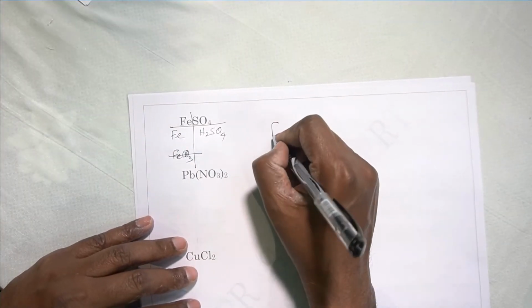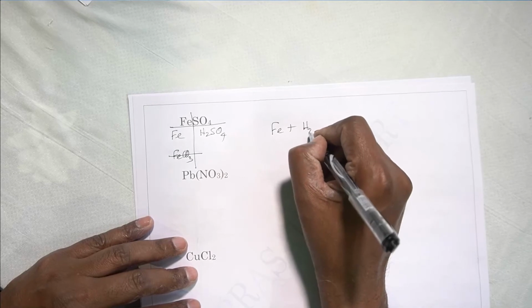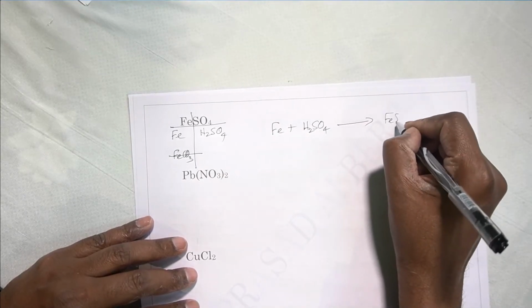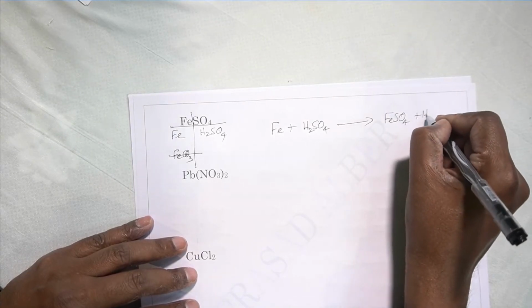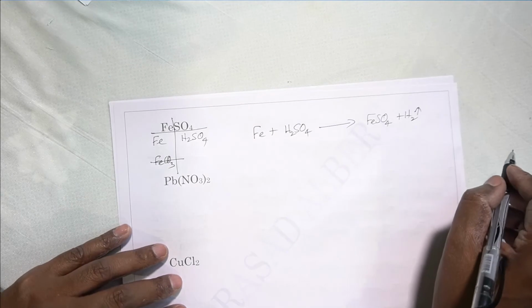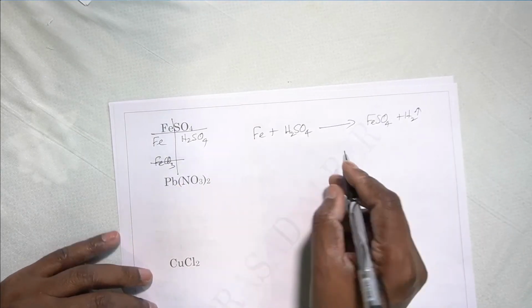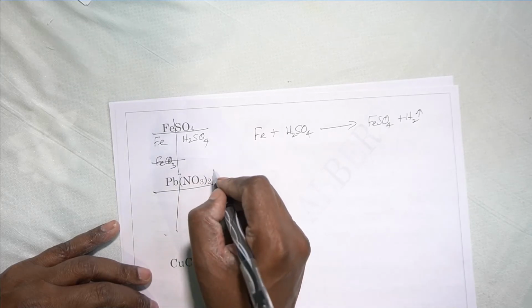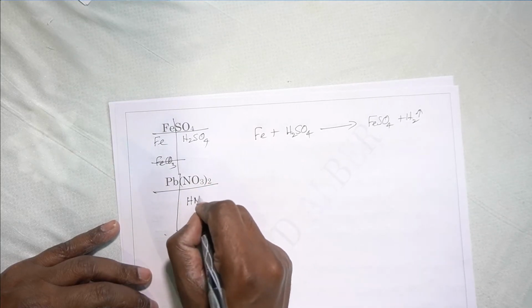So only one reaction, Fe plus H2SO4. You have FeSO4, salt plus hydrogen. Sulfuric acid is divalent, so it balances on its own. Then the next salt is lead nitrate. Lead, Pb++ ion, NO3- ion. So HNO3 for nitrate ions.